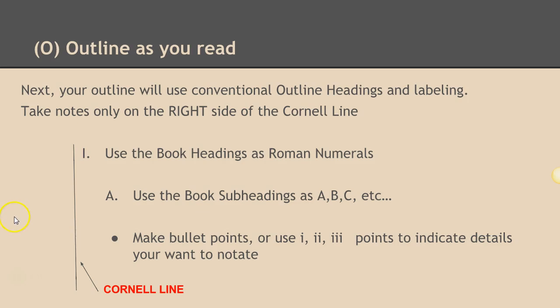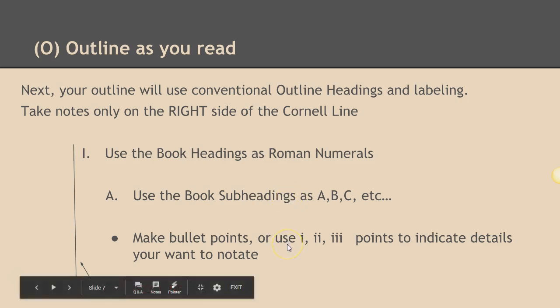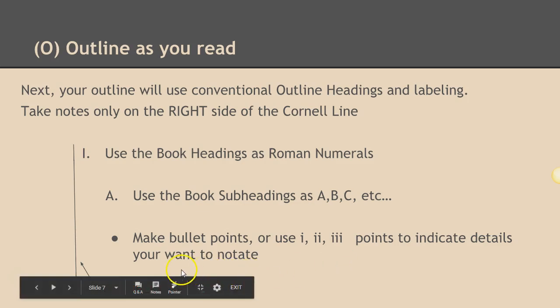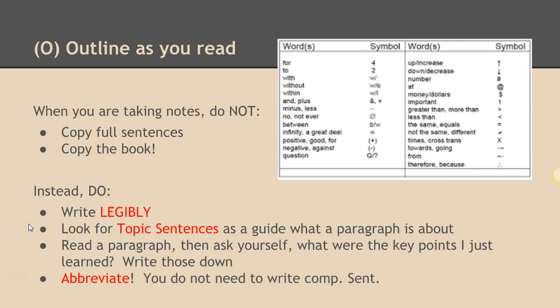Your brain is searching for the answers to the questions that you made up. Next, your outline will use conventional outline headings and labeling. For now, make sure you're only taking notes on the right side of the Cornell line. Use your book's headings as Roman numerals. Use the book's subheadings to be your A's and B's. For our purposes, make bullet points, or you can use those Roman numeral points to indicate details that you may want to notate. Remember, you're only writing on the right side of the Cornell line, and we're leaving this side blank for now.